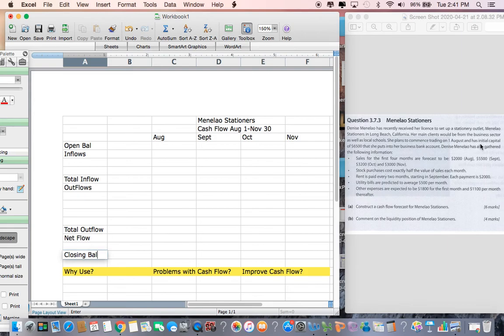So she started off with an initial investment of $6,500. So for the month of August, how much did she start out with? She invested $6,500 in her company. The next information, she predicts that sales for the first 3 months will be as follows. So I'm going to put the word, we'll say cash sales, all right? And you'll see this a little bit different down the line. So I'm going to go cash sales.